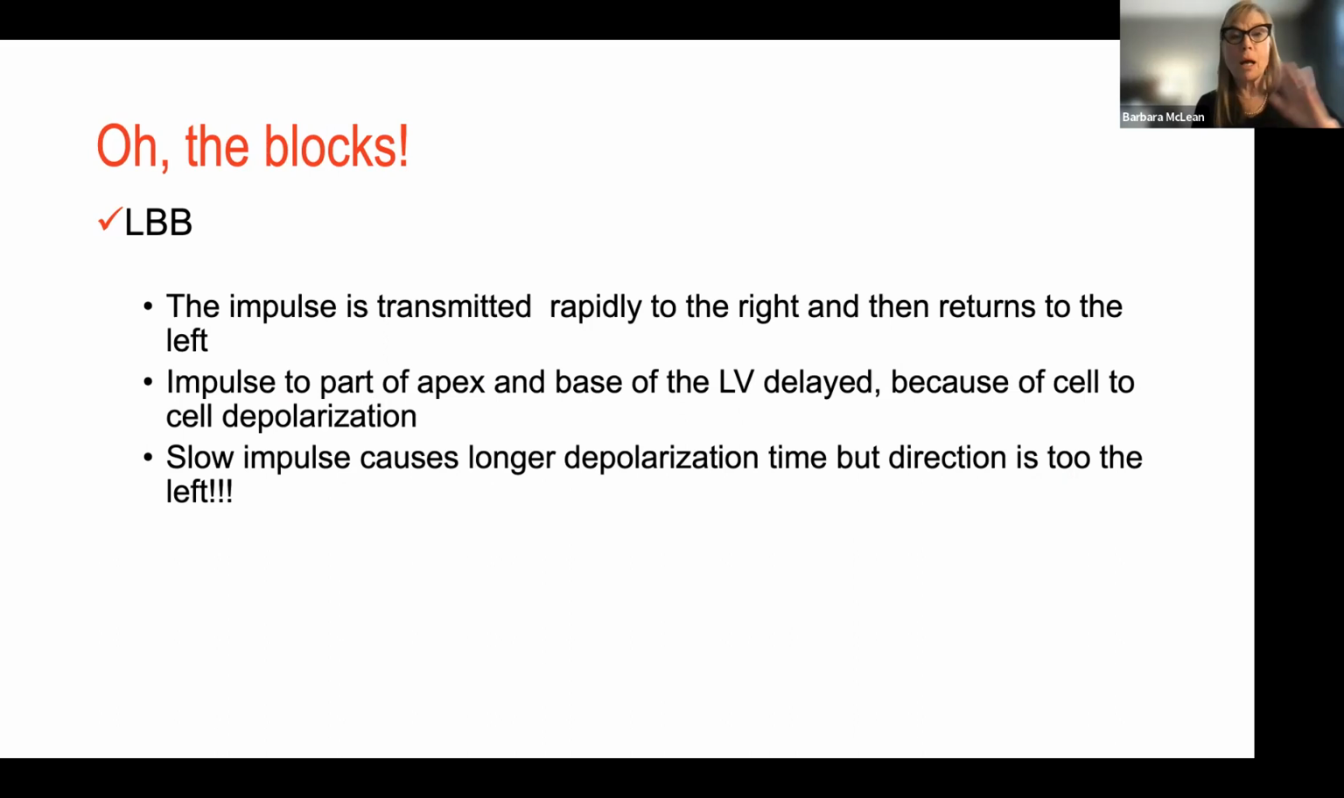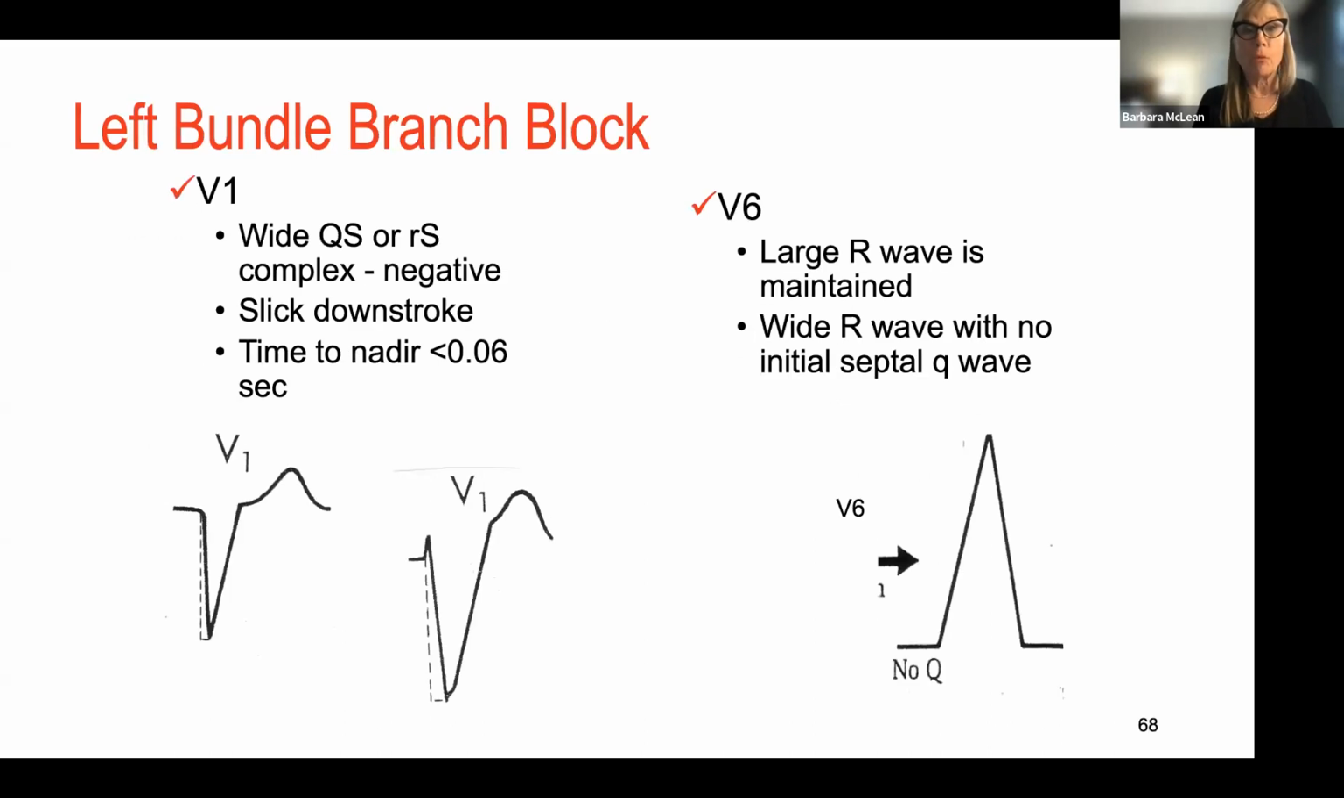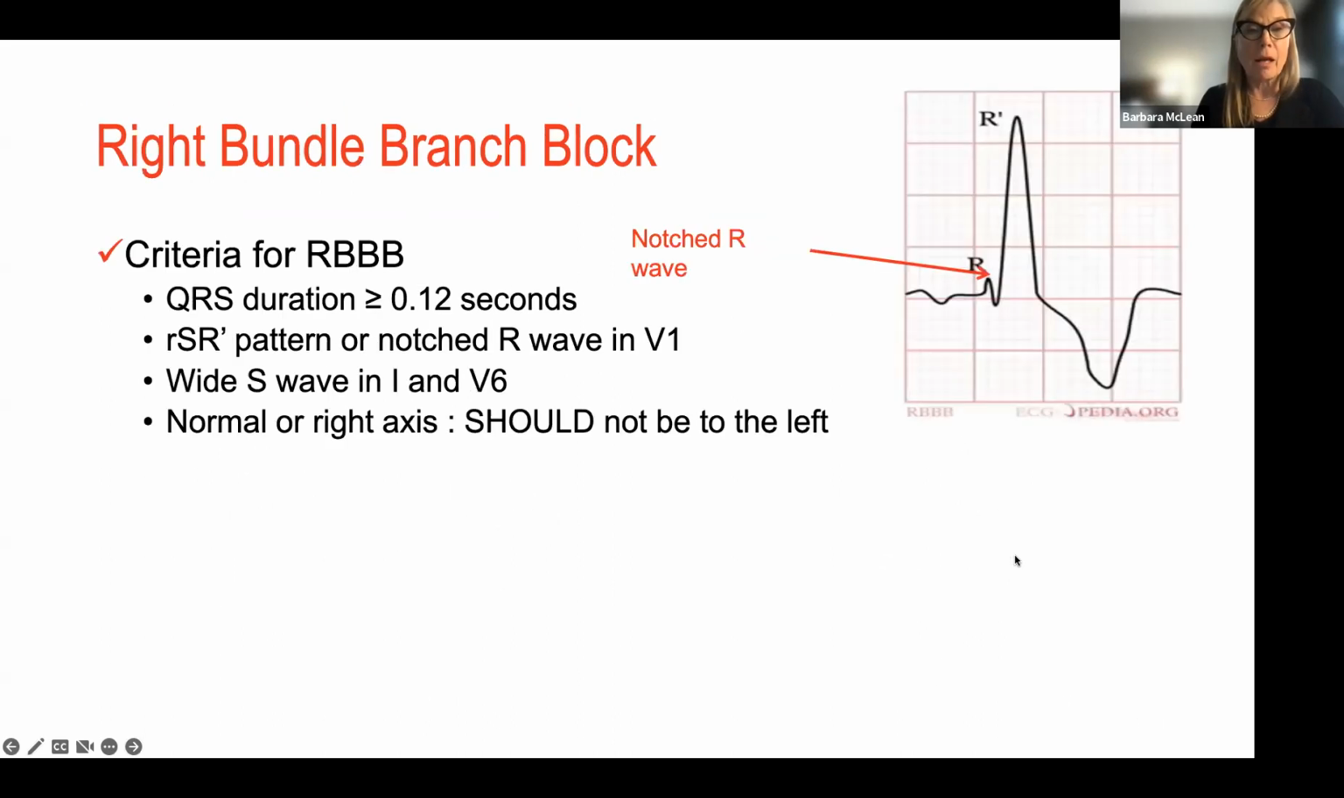Remember, in left bundle branch block, your current is rapidly distributed to the right heart and then slowly returns to the left. The left ventricle, which is normal, is depolarized last. And that's normal. But it's going to take time. The direction is to the left, but it's going to take time. So that timing is a really important thing for us to look at. So again, we remind ourselves of what you look like in V1. It's really wide, broad, taking a lot of time. And in V6, it's wide and broad and taking a lot of time.